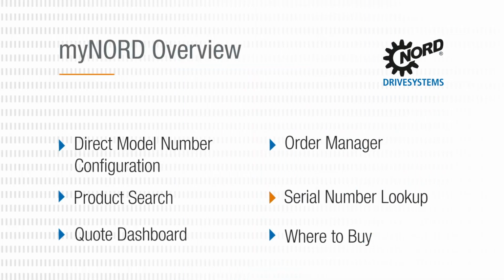We just finished looking at the serial number lookup tool, where you can now easily find your unit documentation and access the technical datasheet feature. Next, we will look at the Where to Buy tool. With the Where to Buy tool, you can easily look up your company's location to find NORD distributors, NORD authorized service centers, and NORD sales contacts closest to you.